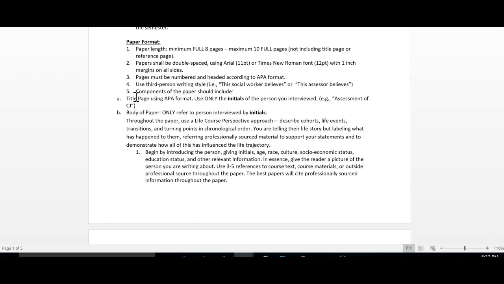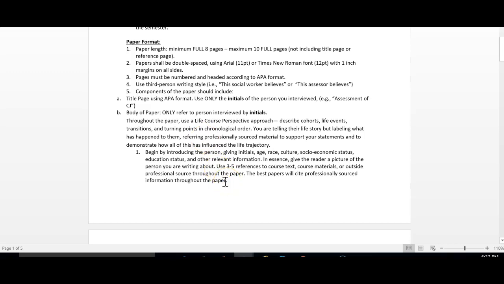You're going to use third person. So you're going to say, this social worker assesses. You will not say, you do this and you do that, or I do this and I do that. You're going to say the social worker in third person assesses this client. Also, be sure that you use only the initials of the client and not their full name. I will take off points for the full name because that's a breach of confidentiality for that person.